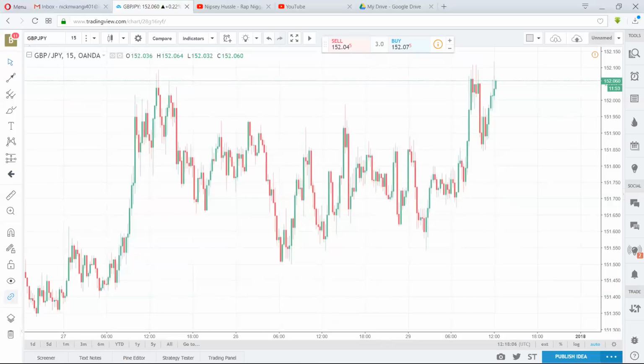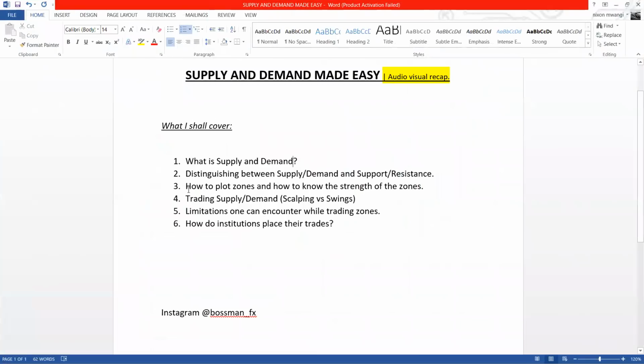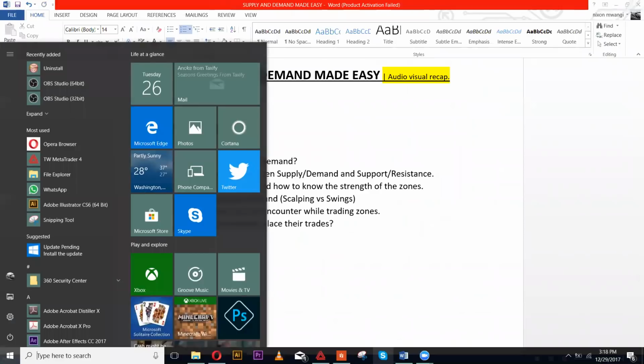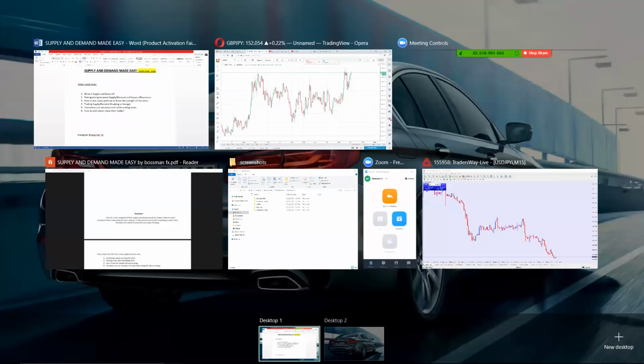So now we'll go to the third topic, and that was how to plot zones and how to know the strength of the zones. This is where the major chunk of the video will come, number 3 and number 4. Number 3 is how to plot the zones, and number 4 is trading supply and demand. Okay, so let's hop on to the drawing of the supply and demand zones.